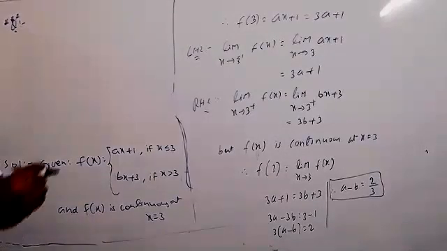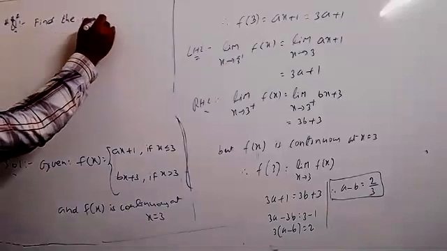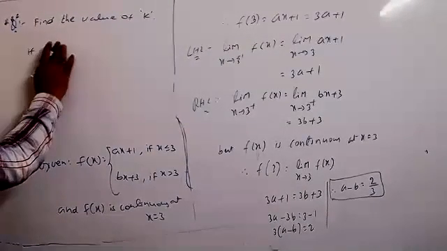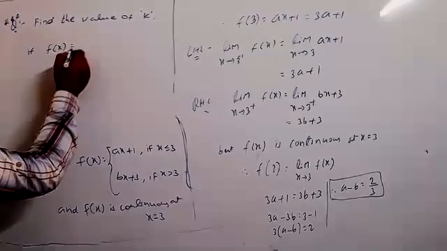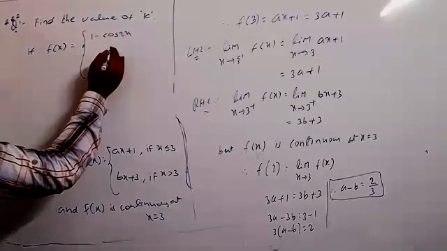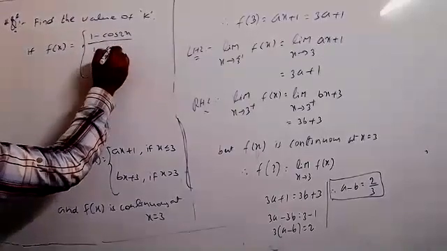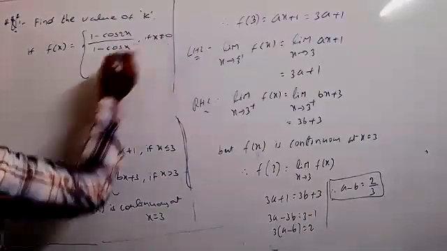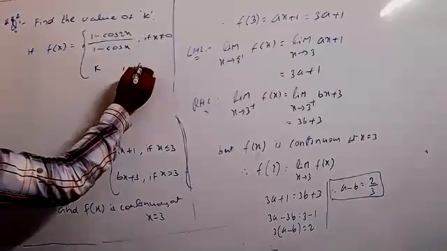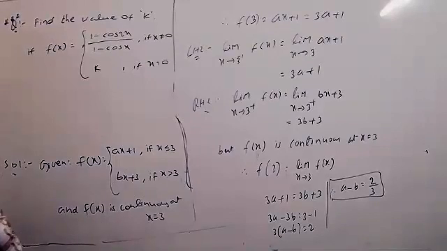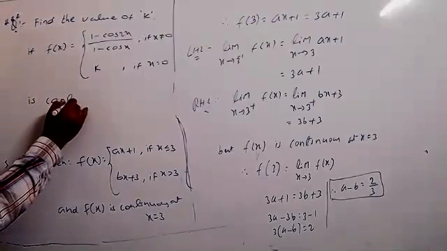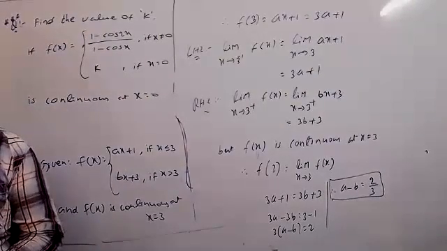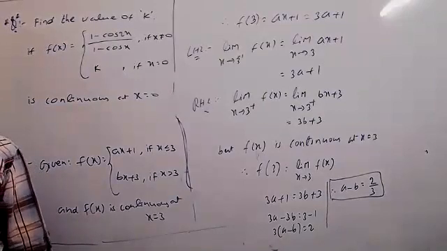That's what I write now. Find the value of k, if f of x equals (1 minus cos 2x) by (1 minus cos x), if x not equal to 0, and k if x equal to 0, is continuous at x equal to 0.